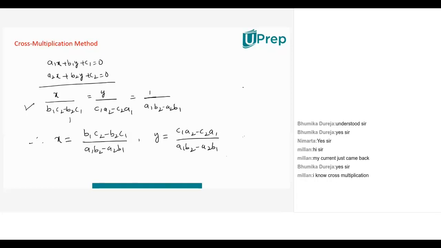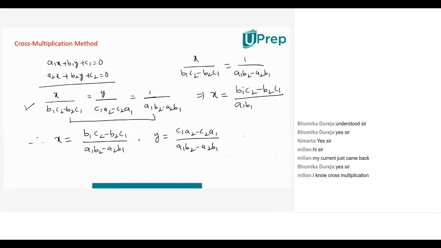So what is x? You simply equate these two. So what do you have? You have x by b1 c2 minus b2 c1, 1 by a1 b2 minus a2 b1. So what do you do? Cross multiply the denominator of x to the right hand side of it. So x is b1 c2 minus b2 c1 by a1 b2 minus a2 b1. That is how you'll get your x. Done?